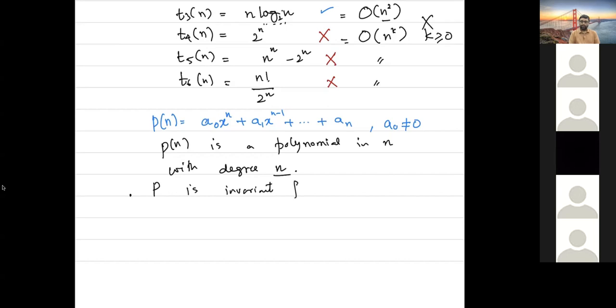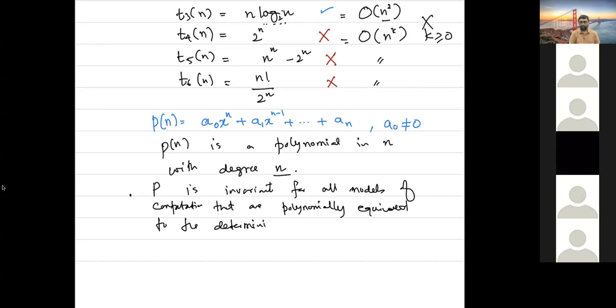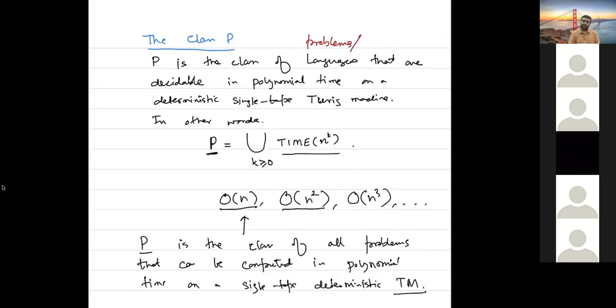I say my claim is that P is invariant for all models of computation that are polynomially equivalent to the deterministic single tape Turing machine. Okay, it means that P is invariant. So this means that from the definition of class P, you can replace the single tape deterministic Turing machine with any model of computation which is polynomially equivalent to this model.